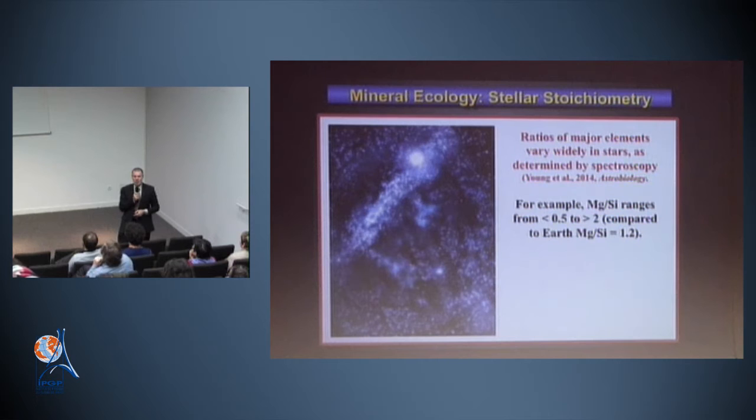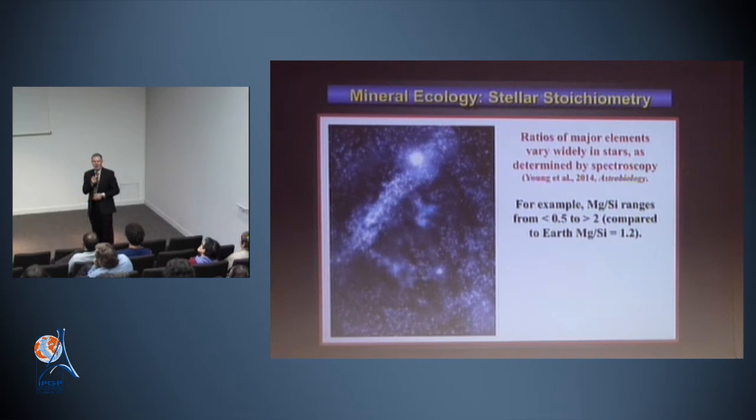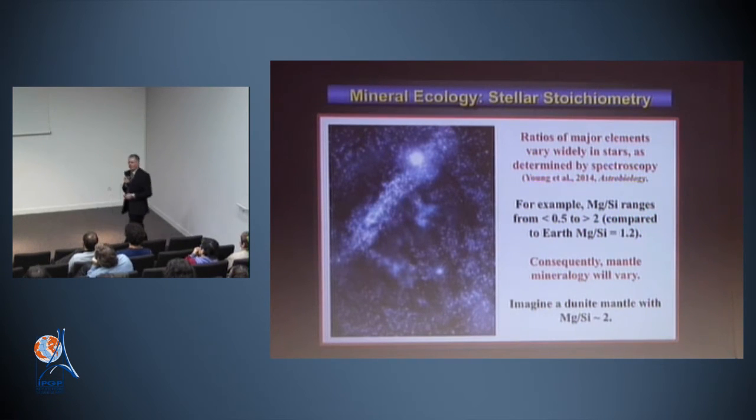Now, as petrologists, we all know the implications of this. If you have an Mg over Si less than 0.5, you're going to have a lot of silica, a lot of quartz or some high-pressure formula. If you have an Mg over Si greater than 2, you're going to have a planet that's dominated by olivine. And so, consequently, the mantle mineralogy is very variable and the dynamics will vary. So let's just, for a point of reference, consider a planetary system that, rather than Earth's 1.2, has an Mg over Si of 2, something that's very plausible that we see in the cosmos.